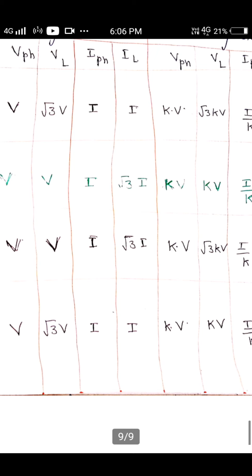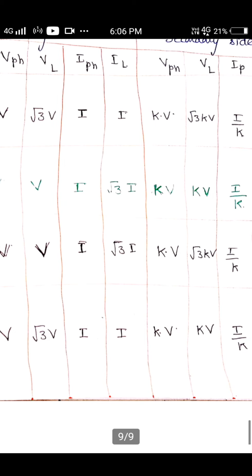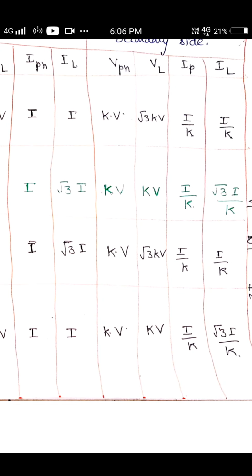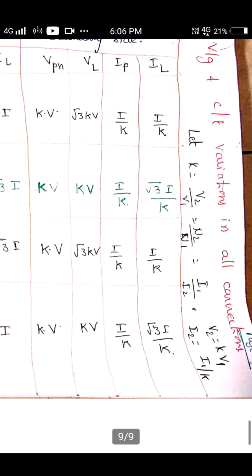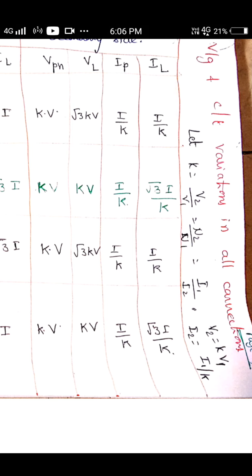Now the phase values are shifting. The phase voltage we assume as V. Then what is the phase voltage on the secondary side? K into V. And what is the line voltage? Here it is delta connection, so the line voltage is equal to the phase voltage. So K into V, the same we can get. The phase current we assume as I there. Here the phase current is I by K. What connection are we using? Delta connection. So the line current is equal to root 3 into I by K.